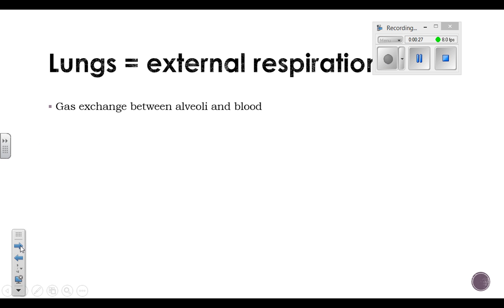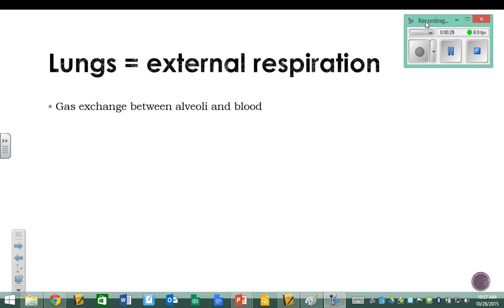So this first thing isn't new. You would have already written this down yesterday, but I just want to remind you that what's happening with your lungs is part of external respiration. Specifically, this is the exchange between the alveoli in your lungs, which are getting air from the outside, and your blood. So this is how oxygen from the air that's outside of you is getting into your bloodstream.